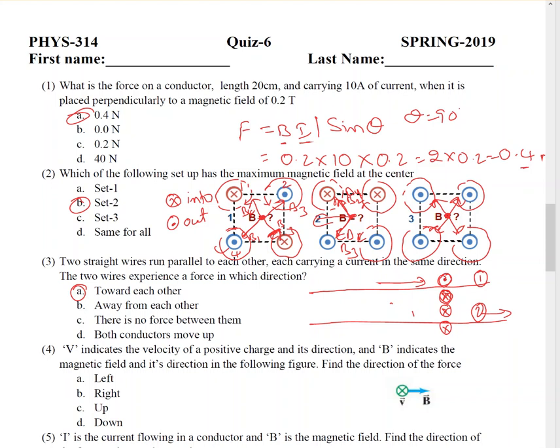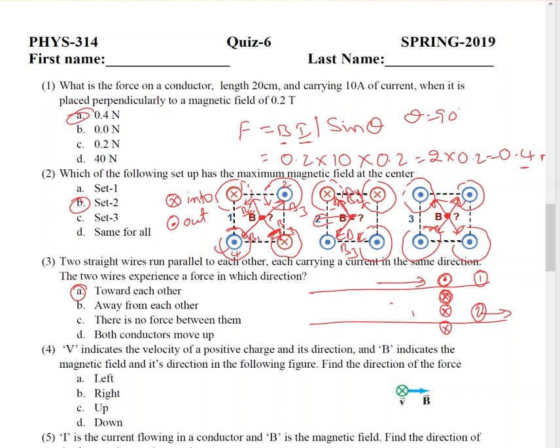If you use the right hand rule, put three fingers of your right hand perpendicular to each other: thumb, forefinger and middle finger. The middle finger indicates the magnetic field direction, the forefinger indicates the current direction, and the thumb indicates the force direction.